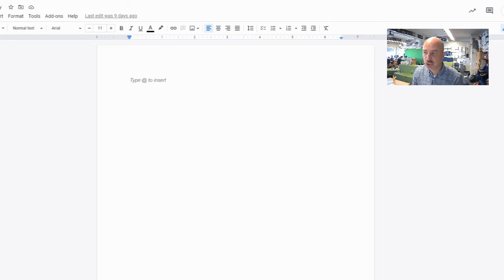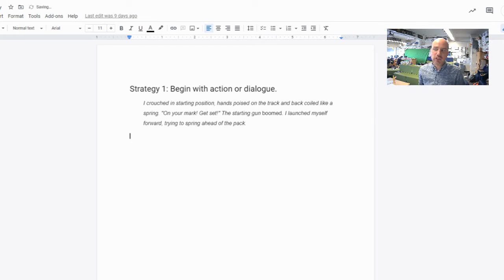Strategy 1 is just start right away with action or dialogue. So you're getting into the story right away. You're in the middle of a scene. For example, "I crouched in starting position, hands poised on the track, and back coiled like a spring. On your mark, get set. The starting gun boomed. I launched myself forward, trying to spring ahead of the pack." So put yourself right in the middle of the action right away. This is definitely engaging. It gets the reader thinking about what's going to happen next. You're not wasting any time. You're getting right into it.